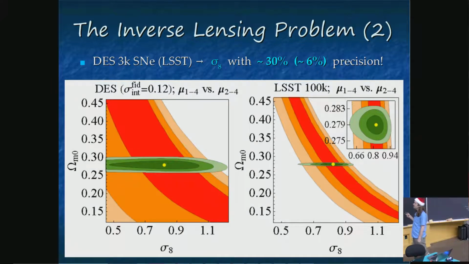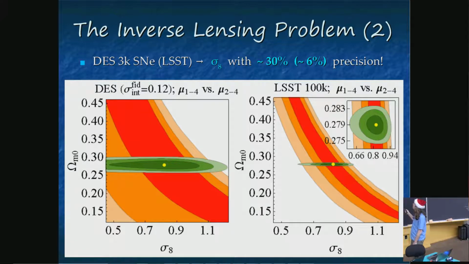So anyway, these are the constraints we derived back in the day. That was for 3,000 DES supernovae, assuming that you can use the DES photometric catalog completely, and LSST as well, for 100,000 supernovae, with an intrinsic scatter of 0.12. So this is the result we got in the omega m sigma 8 plane. I'll explain what the colors mean. The green is the final answer, the final constraint.